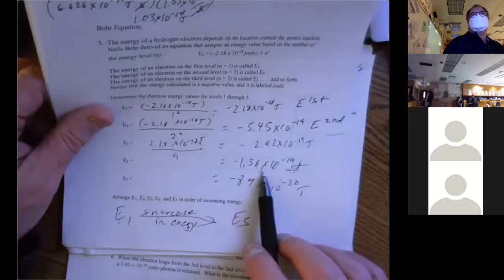So we have 4 to 2. So we want to get the energy of 4, negative 1.36 times 10 to the negative 19th.